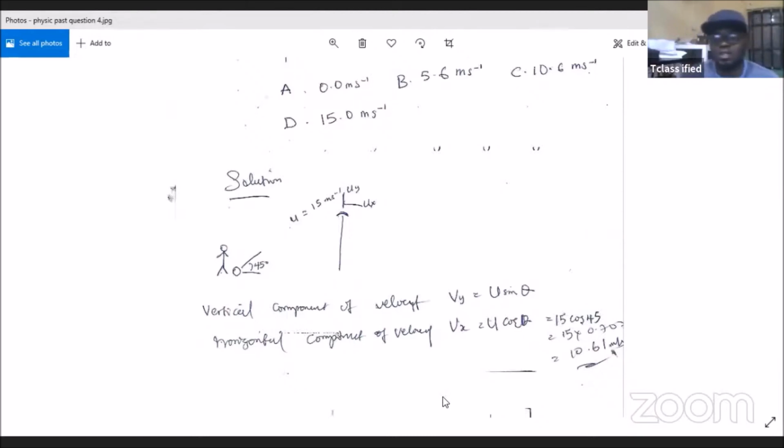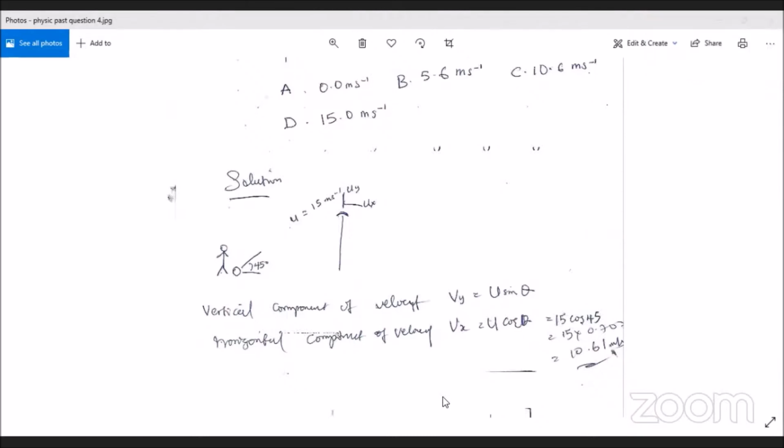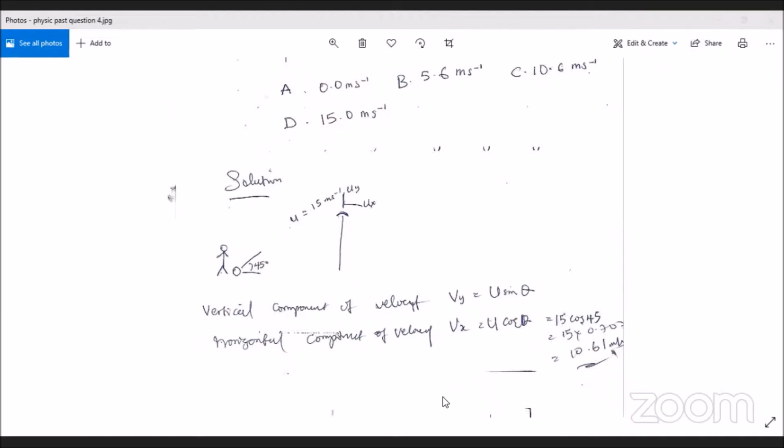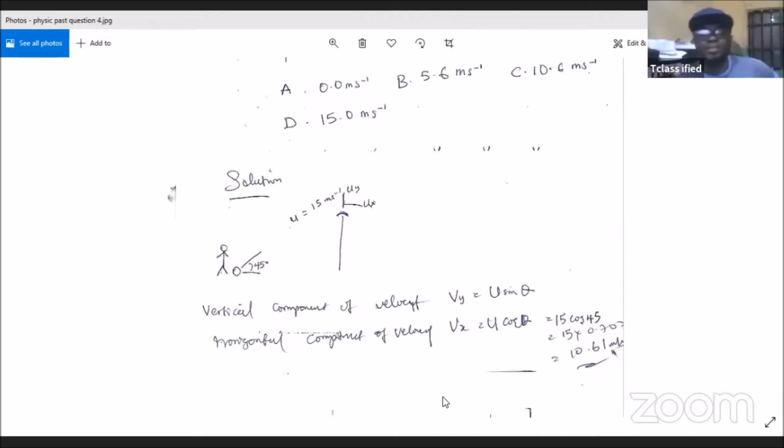So the velocity normally has vertical and horizontal components. For the vertical, you have vy, which is equal to u sin theta, whereas for the horizontal, you have vx, which is equal to u cos theta. So if you use cos, it's going to be cos 45 times 15. It will give you 10.61 meters per second, and that is the answer.